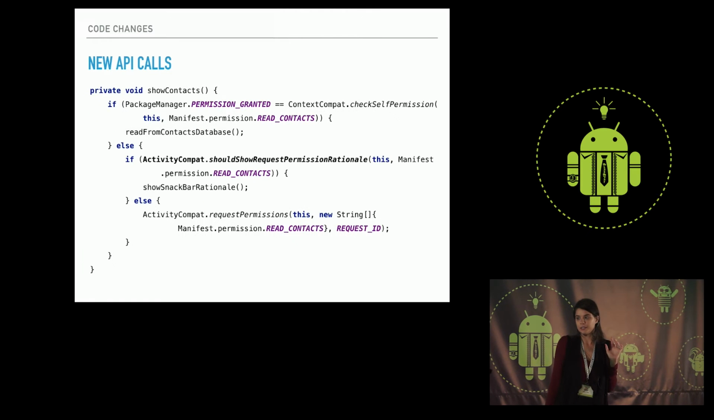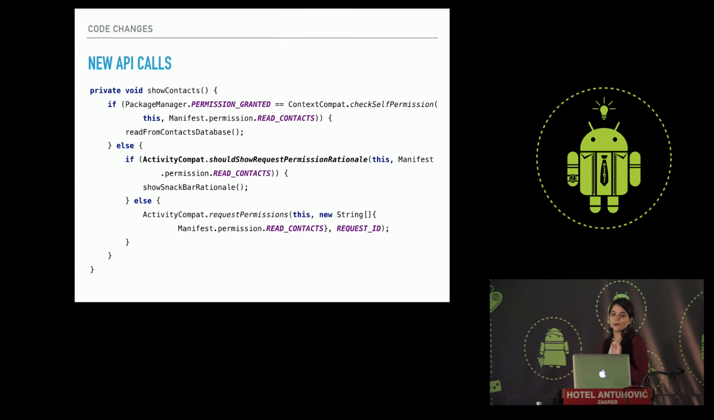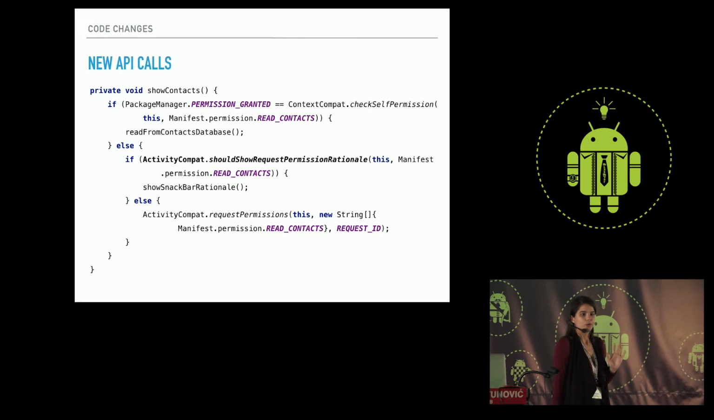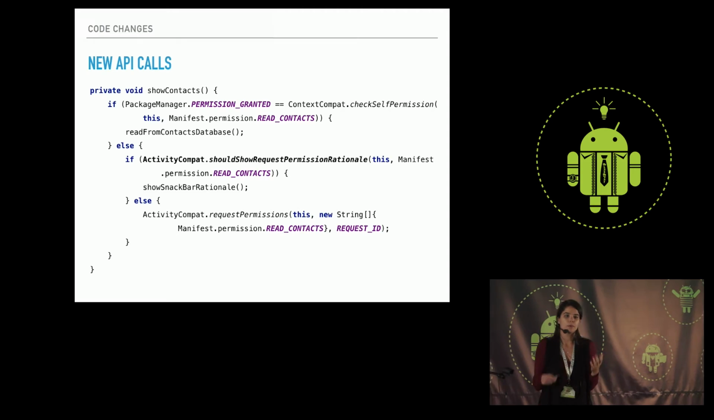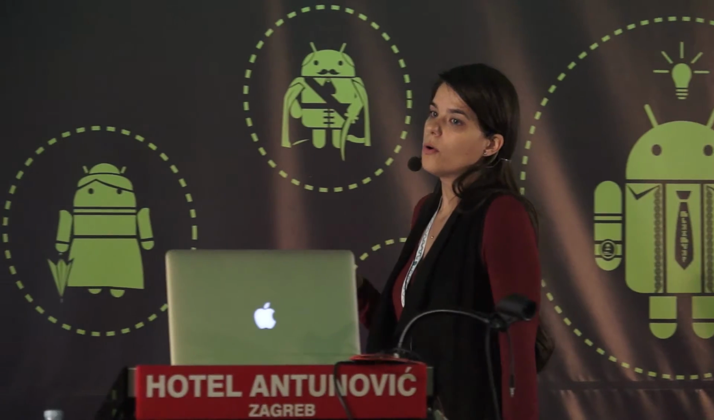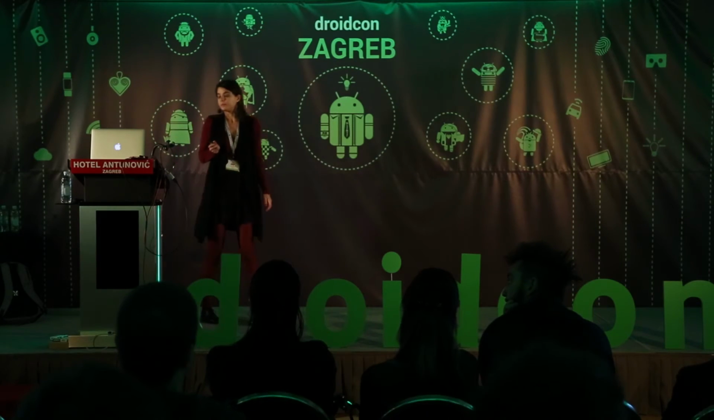And that's not it, because there's one more API that we could use here, and it's called should show request permission rationale. So not really self-explanatory name, but it's there to help you determine if you need to educate your user more about the reasons why you need this permission. And this method will return true only if the user denied the permission once before. So let me show the example, maybe it will become more clear.